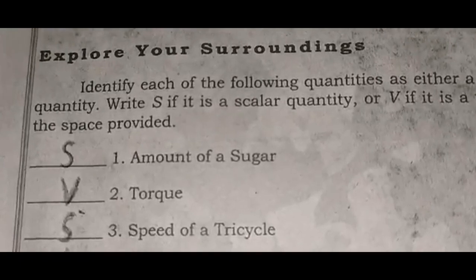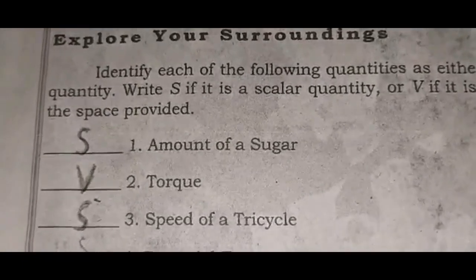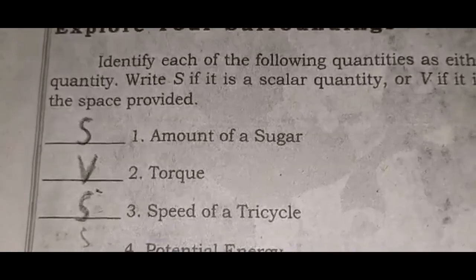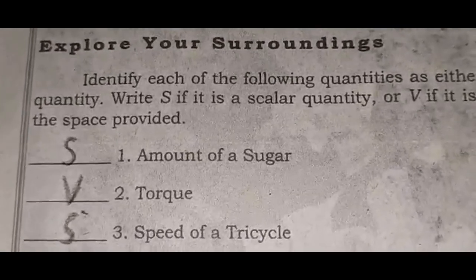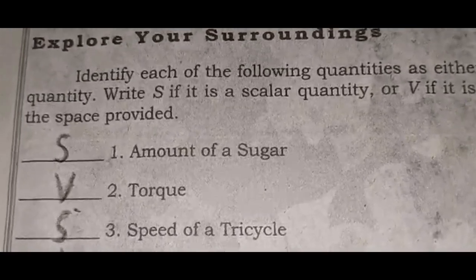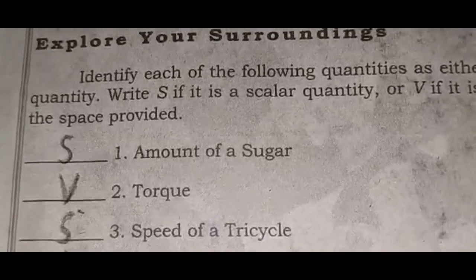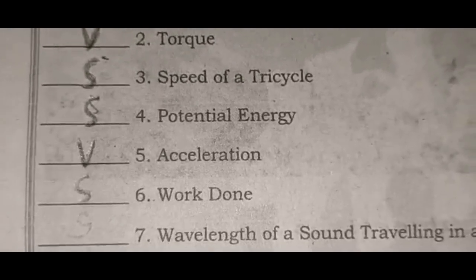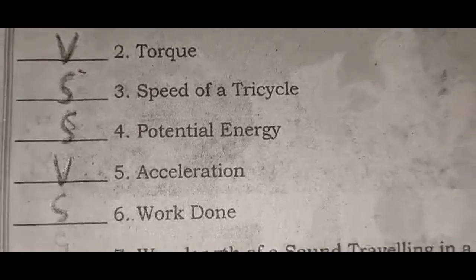Next one is the speed of a tricycle. The standard tricycle can go up to 11 miles per hour, while the ultra can go up to 56.5 miles per hour. So, speed of a tricycle is a scalar quantity because it doesn't have a direction. It only has its speed and time. Next one is the potential energy. Potential energy is a scalar quantity because it only has a magnitude but no direction.